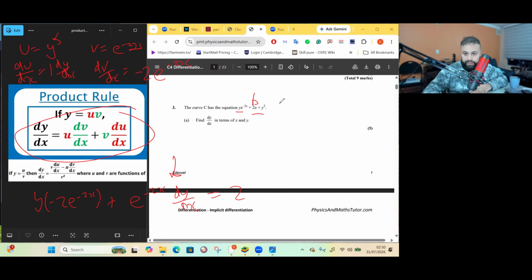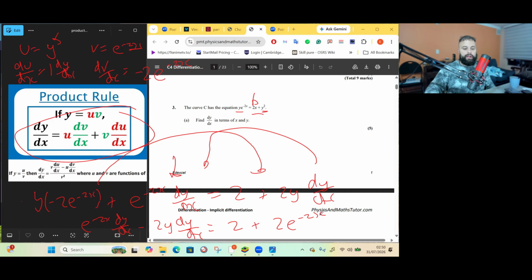2x is just going to be 2. This is just going to be 2 dy by dx. Now, we put all of the dy by dx on one side. So I'm going to move this to the left-hand side, and everything else goes on to the right-hand side. Now, I want to make something clear. This is actually minus 2y, but because I brought it to the other side, it'll become positive.